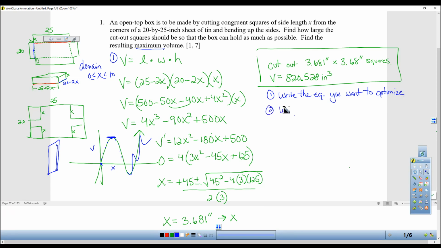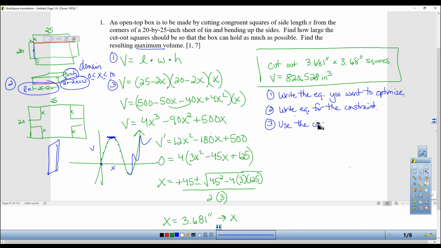Step 2, write equations for the constraint. There might be more than one. So in this case, these are the things that were constraining us. The length is equal to 25 minus 2x. That's step 2. The width is 20 minus 2x. And the height is x. These are our constraints. We can't just make the box as big as we want because we're being constrained by this piece of tin. Step 3, which is going to be right here.